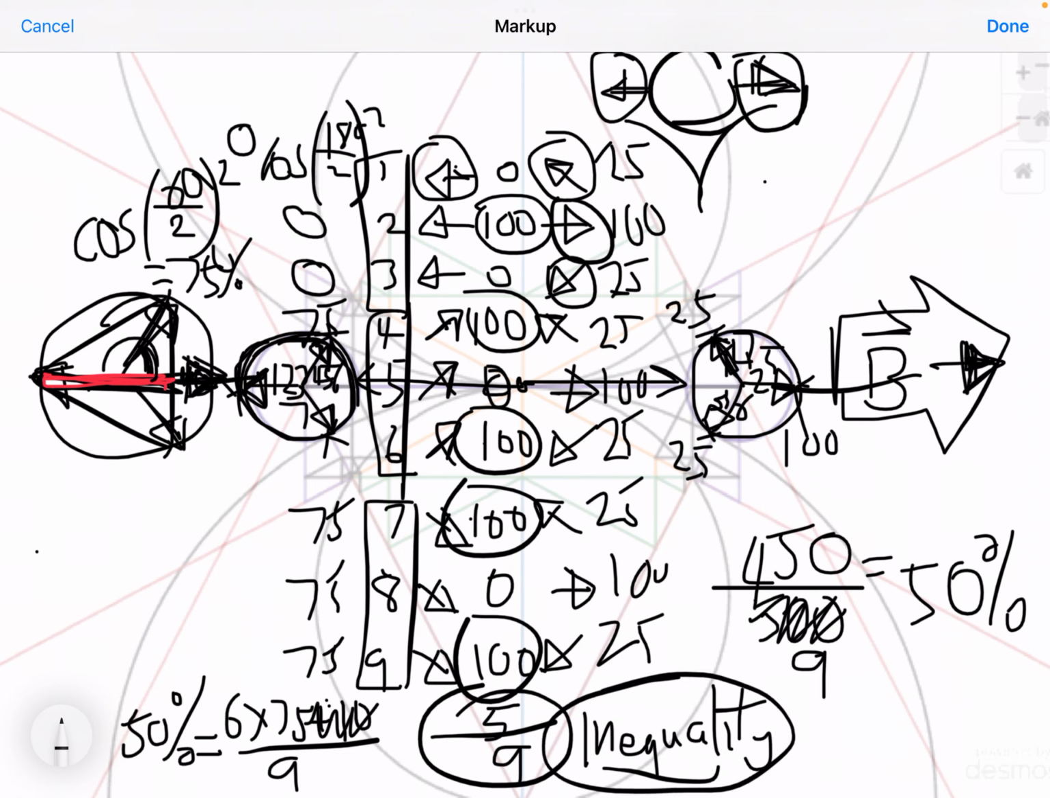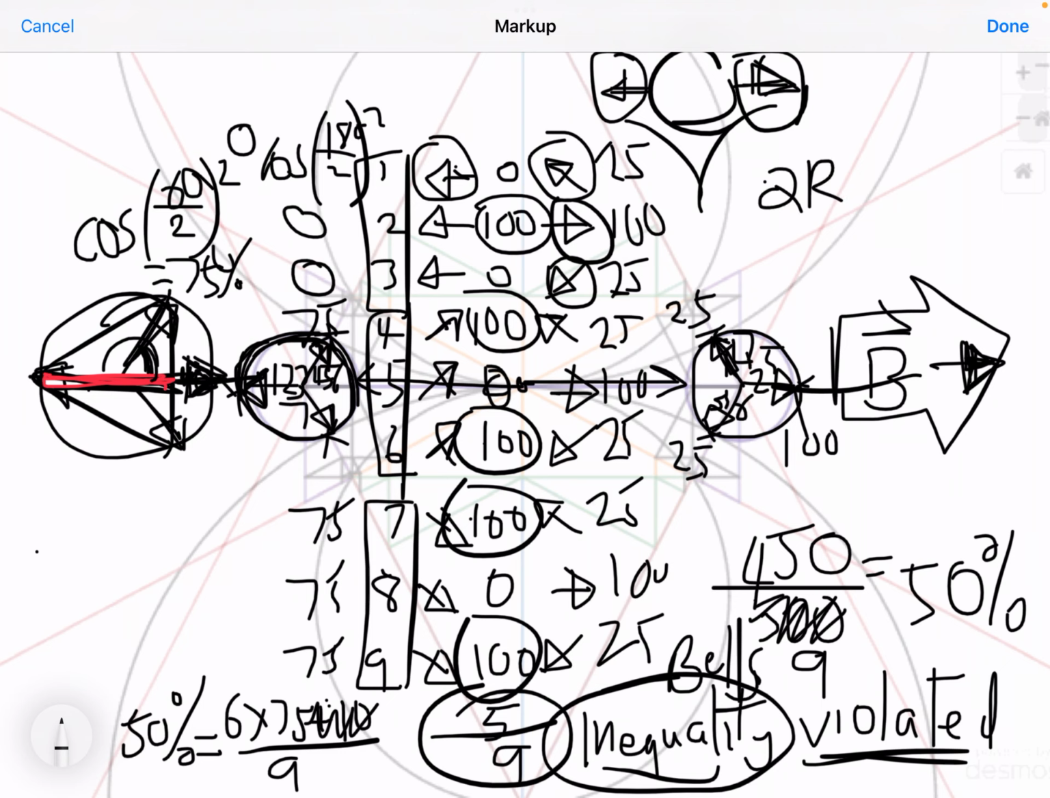So this inequality down here is violated. So Bell's inequality is violated. In other words, there is a quantum reality which is subtle, which has got this probability. In other words, there is a reality called a quantum reality as well as a classical reality. That's what I take out of it anyway. Yeah, that'll do for that one.